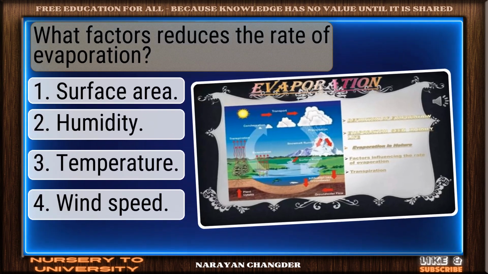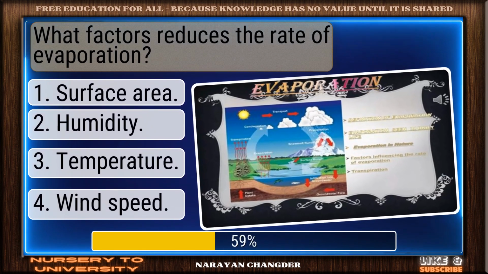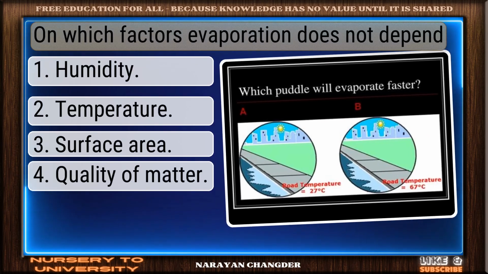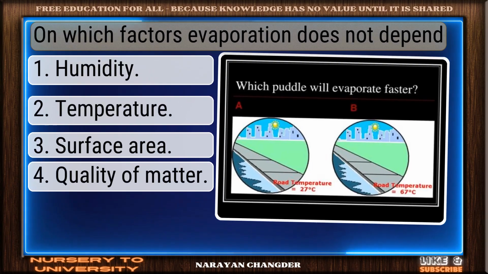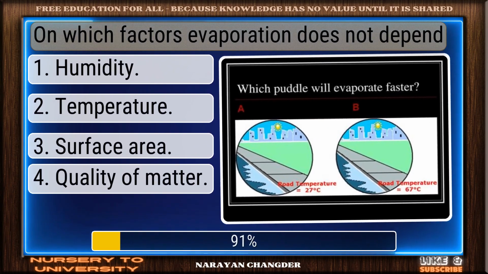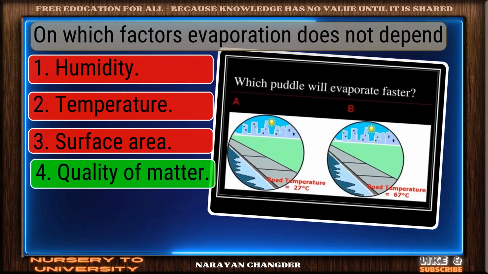Question number 67. What factors reduce the rate of evaporation? Bravo, humidity is the answer. Question number 68. On which factors does evaporation not depend? Great job. Quality of matter is the accurate answer.